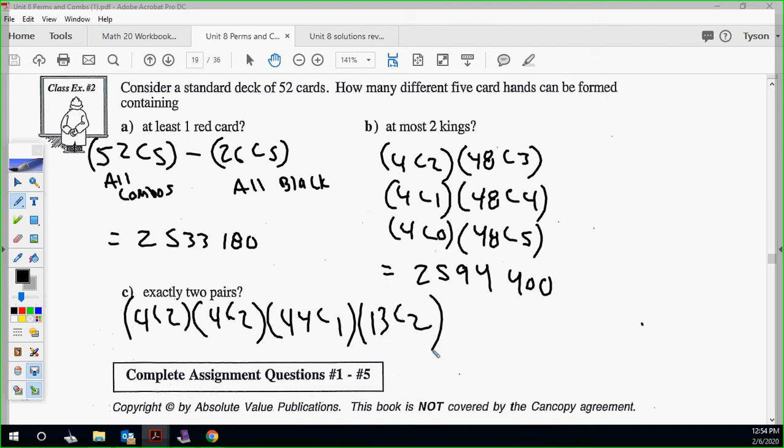Okay, so this is the answer. What does a 13 represent? This 13C2. Jake? No? Not, yeah, that is, but what does a 13C2 mean? So he said the 13 is the 13 cards in a suit. He's correct.